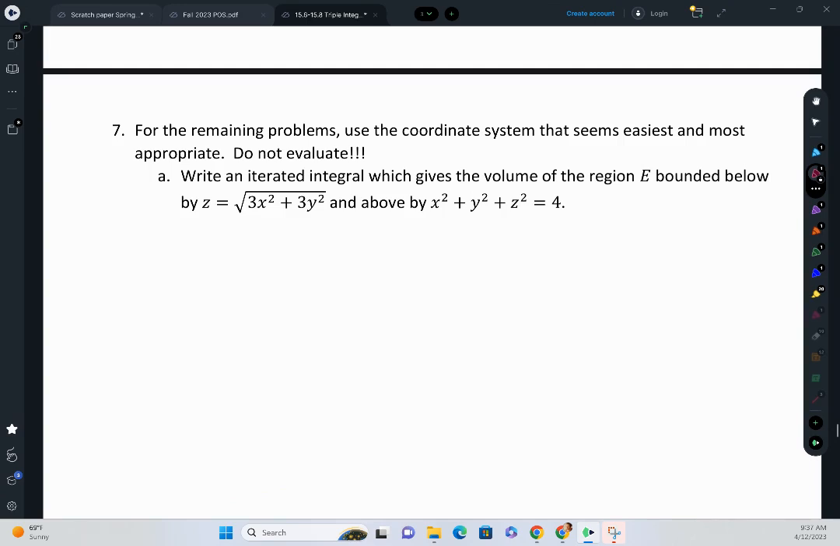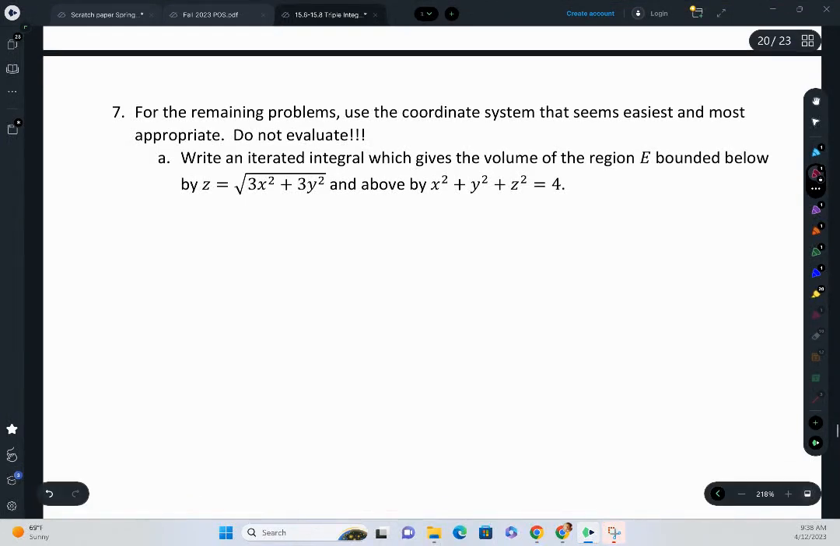Okay. So for this first one, we want to write an iterated integral, which gives the volume of the region E bounded below by z equals the square root of 3x squared plus 3y squared, and above by x squared plus y squared plus z squared is equal to 4. Okay, so this is kind of opposite to what we were just dealing with. So we've got a sphere, and we have a cone. I'm not sure how big that cone is, might be kind of big.